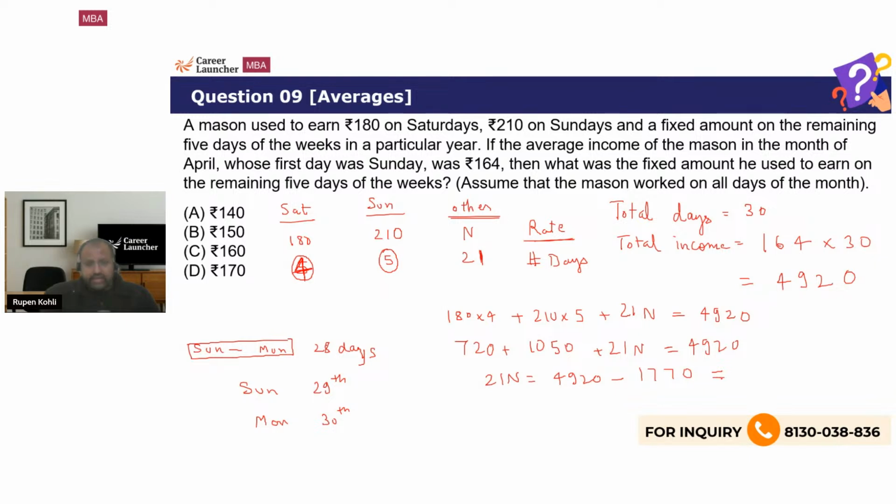So what does that give me? 3150 if I'm not wrong, right? 3150. Yes, it looks like it should cancel with 3150 because 315 has a 7, and this also has a 7. So n is coming to be 3150 by 21. Let's cancel the 7 first. 7 into 4 is 28, then 35, 75. So 450 by 3, 150 rupees. 150 rupees is what he gets, right?